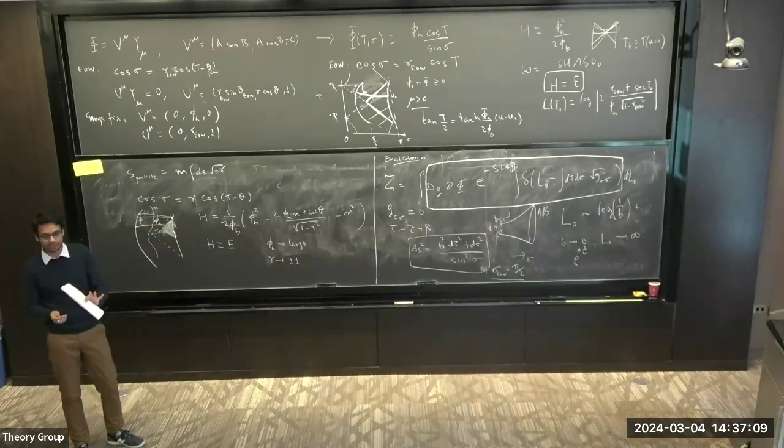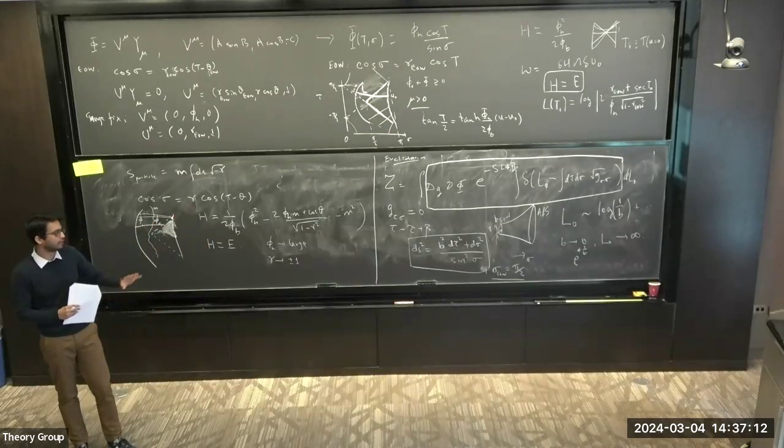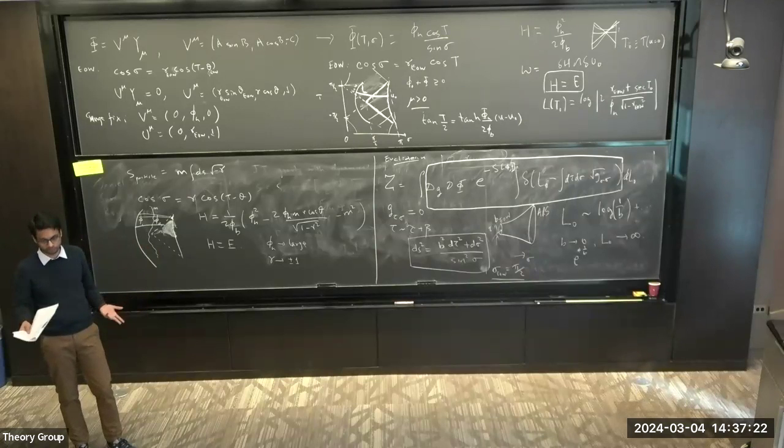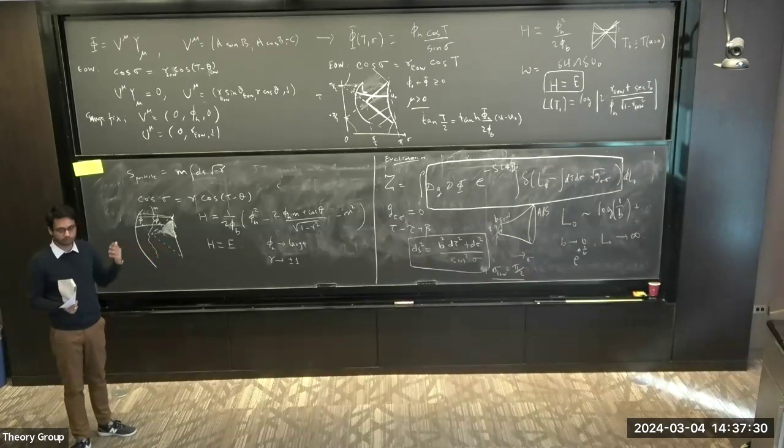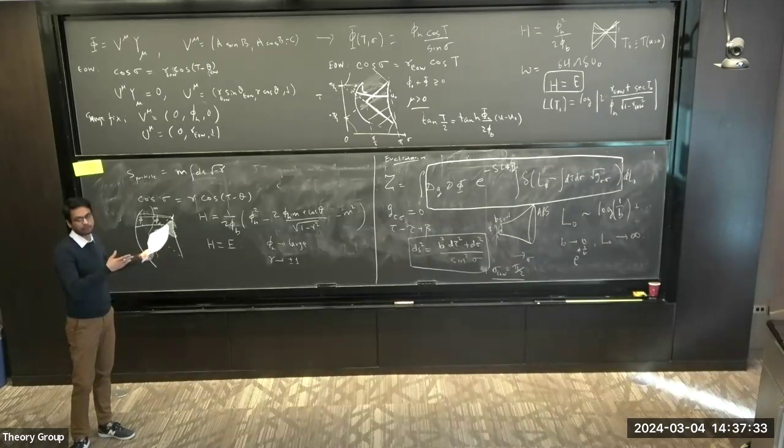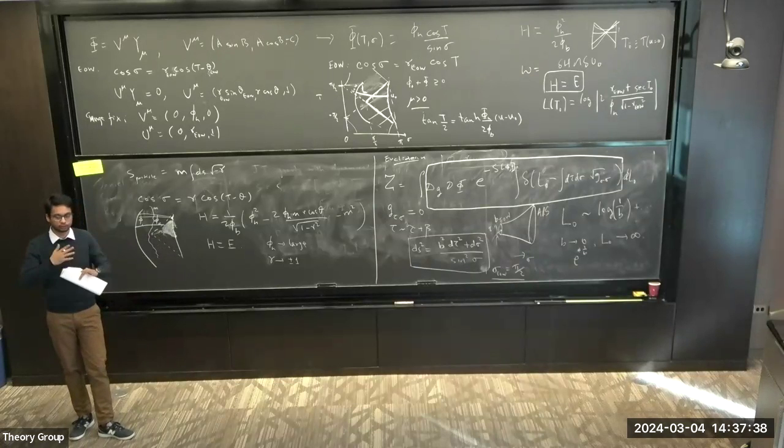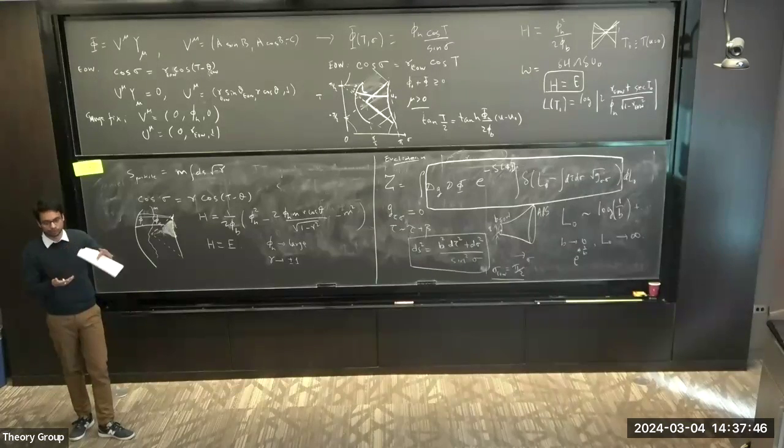I'm not claiming that that's what you should do right now, but at least at this level, you can think of this as a potential bulk way to understand why the partition function could be finite. Which was not clear from the Lorentzian problem that we started with, because there it was not clear what UV corrections would modify, let's say, the overlap between states.